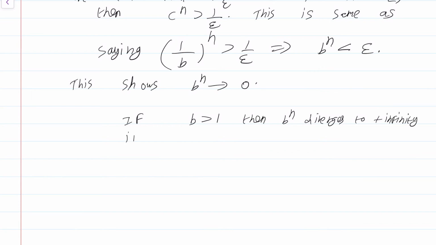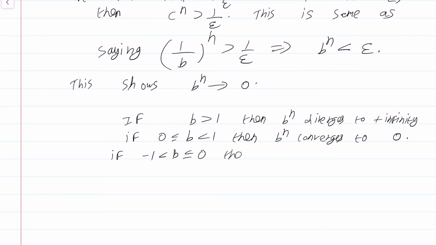If 0 ≤ b < 1, then b^n converges to 0. Okay. Now, if -1 < b ≤ 0, then b^n again converges to 0. Why is this? Well, I'm going to leave it to you. Exercise.